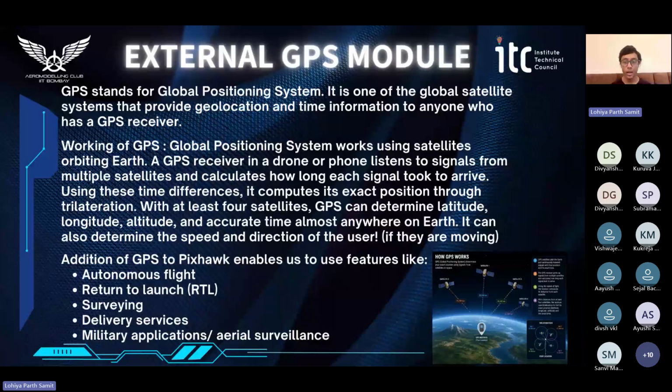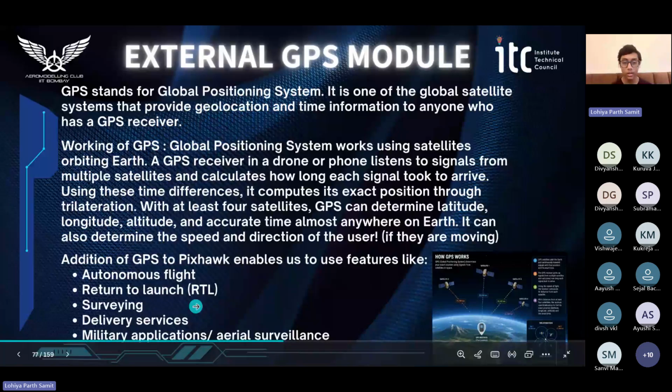With at least four satellites, the GPS can determine the latitude, longitude, altitude, that is the height, and almost accurate time almost anywhere on the Earth. And if the user is moving, they can also determine the speed and direction of the user. Addition of the GPS module to the Pixhawk enables us to use features like autonomous flight, return to launch, which is a very important fail-safe, as we'll see later, surveying various areas, delivery services, and also for military surveillance, etc.